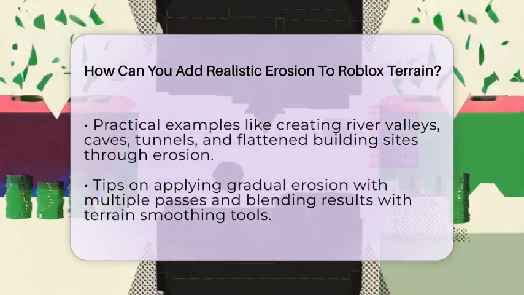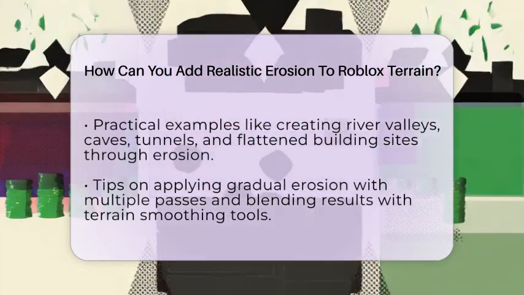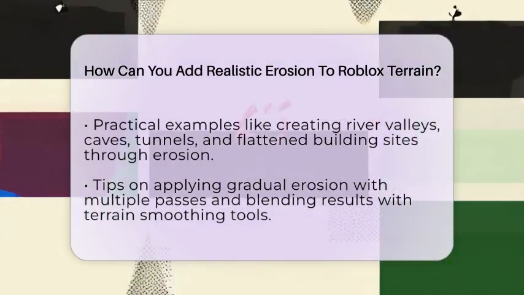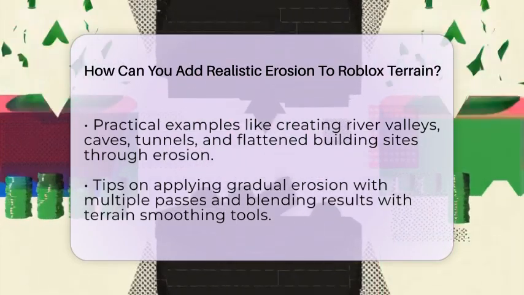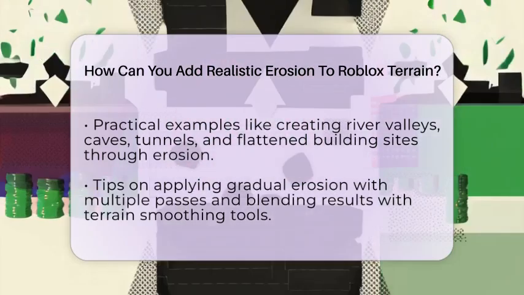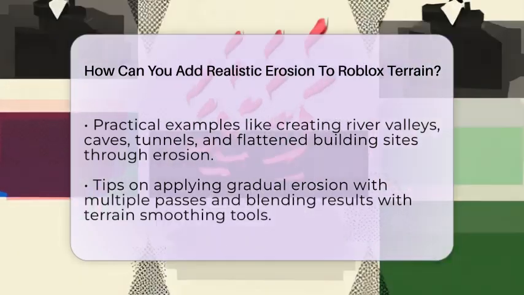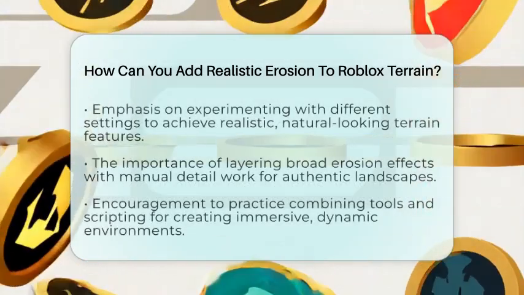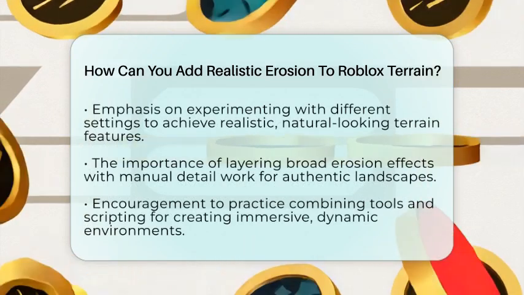Let's look at some practical uses. Eroding a mountain to create a winding river valley is a common technique. First, carve out the valley with the Erode tool or Terrain Erode function. Then, fill the bottom with water to make a river. Erosion can also help you craft caves or tunnels by eroding inside mountains or hills. Flattening land for building sites is another application, where you erode bumps and uneven spots to prepare a smooth surface.